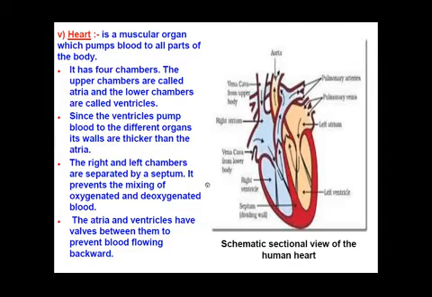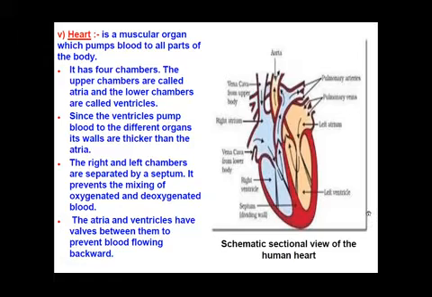So the main pumping organ of our body is the heart, which directs the pure blood through the aorta to different parts of our body, and from the tissues the impure blood is collected and then brought back to the heart for further purification. Now let us study about the structure of the heart in detail.